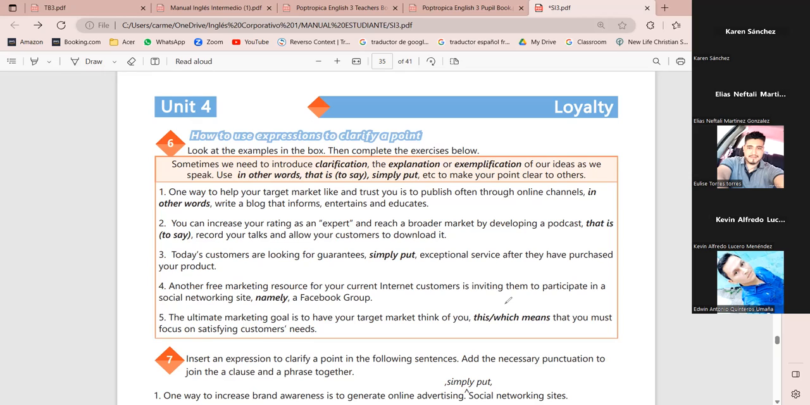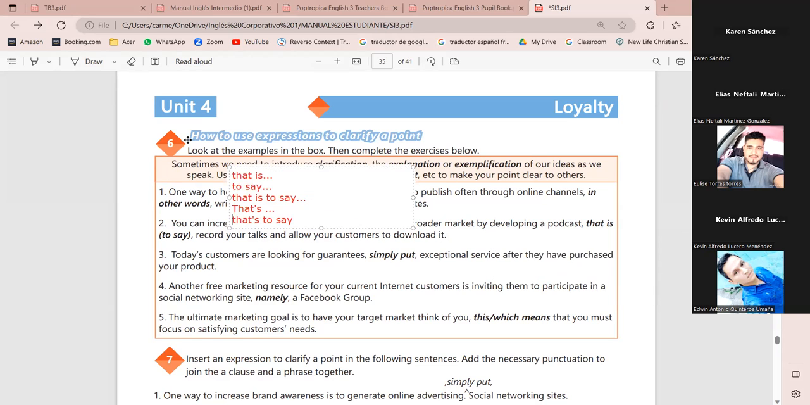Let's type it in right here. Because you can use it in different ways. But this is the structure, okay? That is, da da da, right? Or that is to say, da da da. Or I could say just, well, that is. I can also contract it, all right? That's, da da da. So you can use any of these structures and you're saying exactly the same thing.